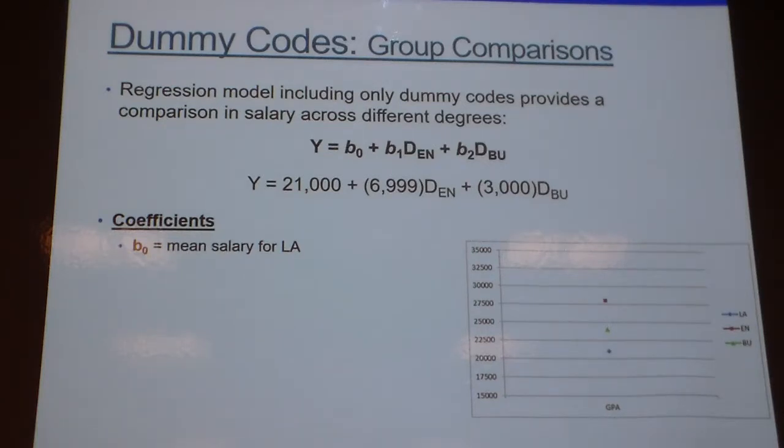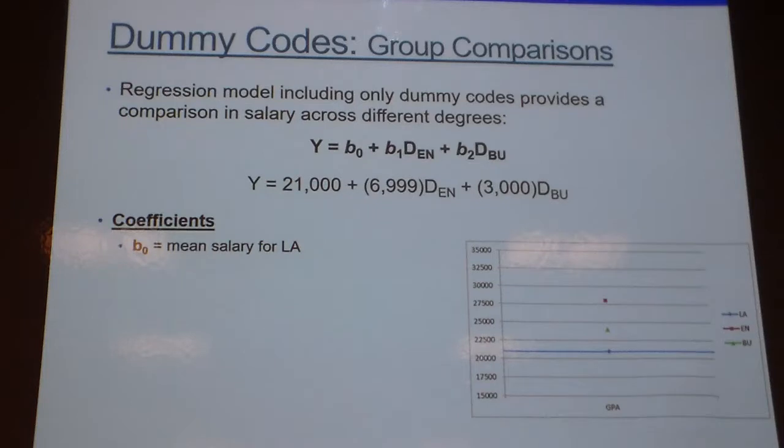a degree in liberal arts. Functionally, this is the mean salary for people with liberal arts. Okay? I mean, that's all it is. This is just a mean value. If you went through these data and looked at the mean value, the mean starting salary for people with liberal arts, it would be 21,000. Okay?